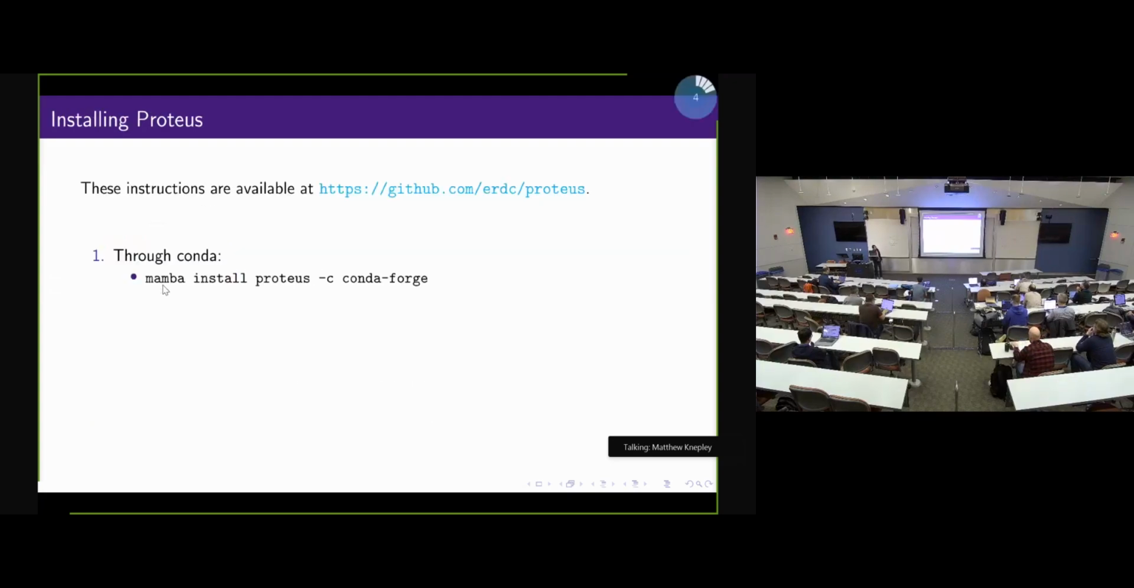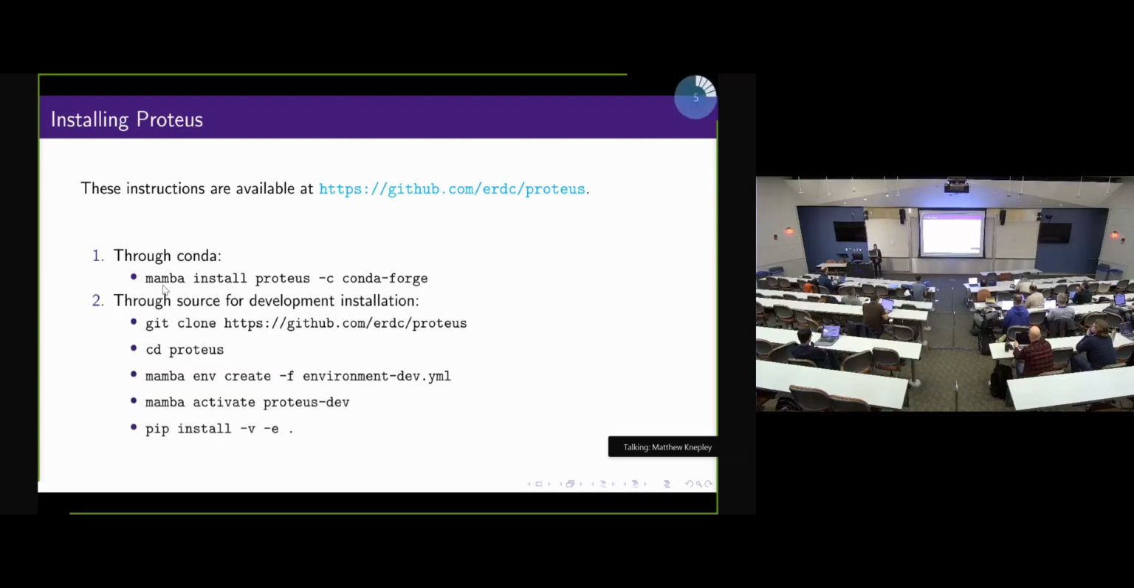So, just a short demo of how you can get Proteus. You can go to the GitHub where all these instructions are. The simplest way to get Proteus is just to use conda and install it. But if you want a development installation, you get the Git repo, create the environment where we already have a YAML file with all the dependencies, provide that to create your environment, and just use pip to install your editable version.